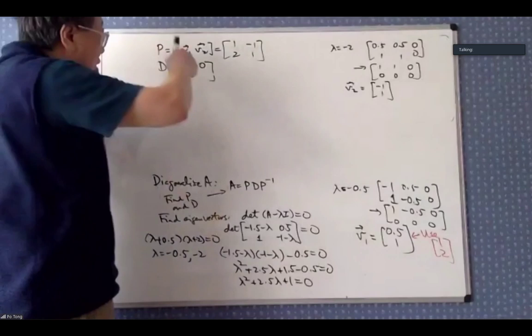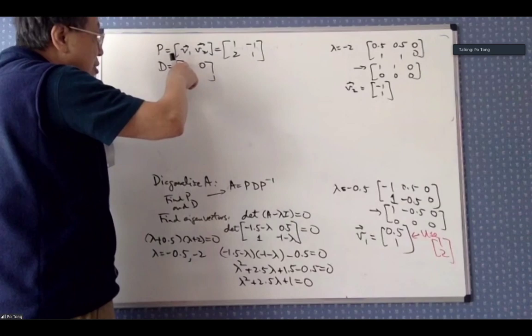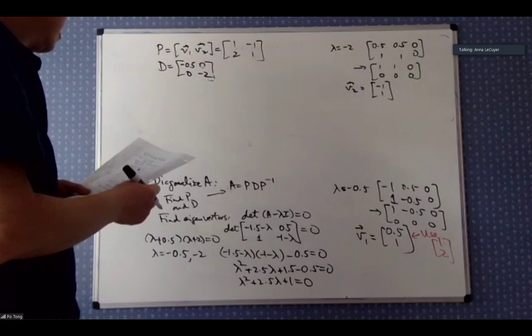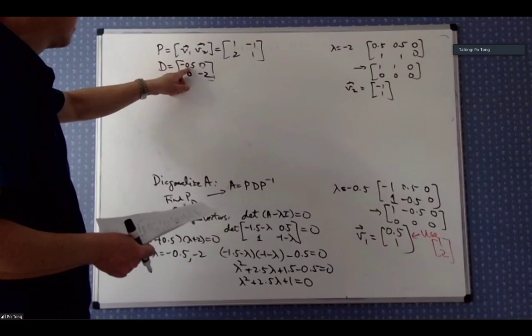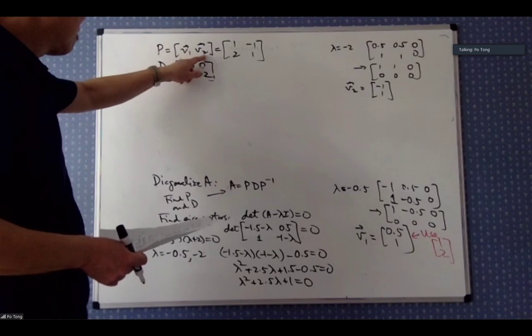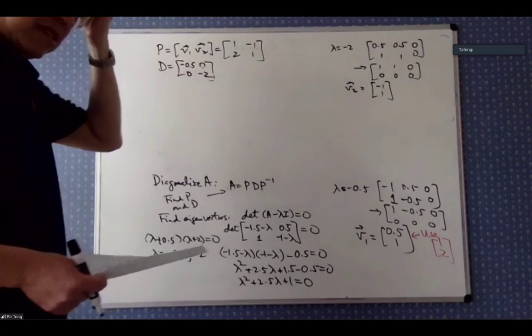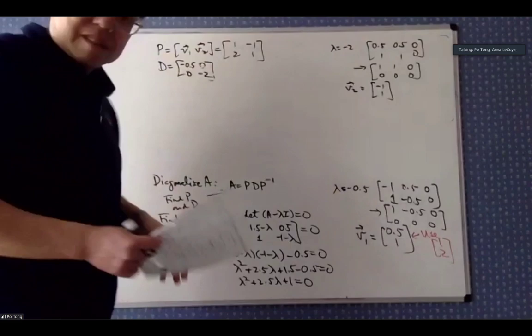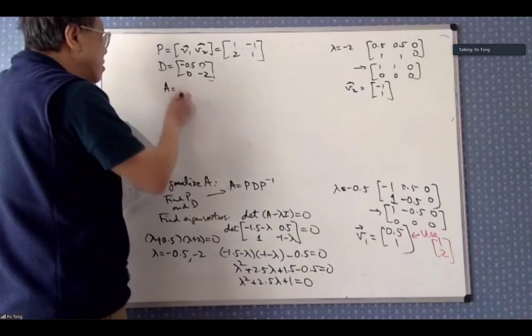What do I put here? You have to be careful though, okay? Which one is which? This one corresponds to V1. Minus 0.5. This one is minus 2. How do you know which one corresponds to which? The first column corresponds to V1. This is the second column, corresponds to V2. You cannot swap this. Now I have A is equal to P D P inverse.